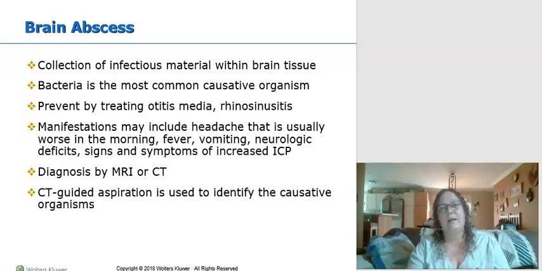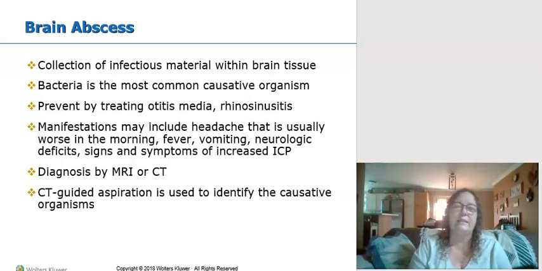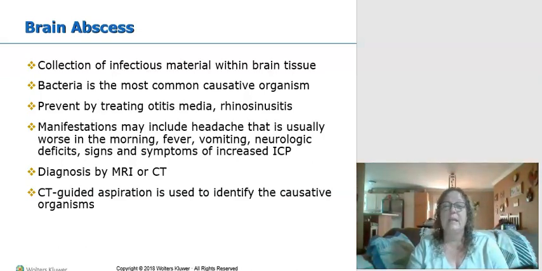So other infective brain issues, so a brain abscess. This is a collection of infectious material within the brain tissue. An abscess is usually a localization of this kind of purulent drainage rather than a widespread infection, right? Bacteria is the most common causative organism. We can prevent some of these cases by treating otitis media, rhinosinusitis early, so these don't travel into the brain.